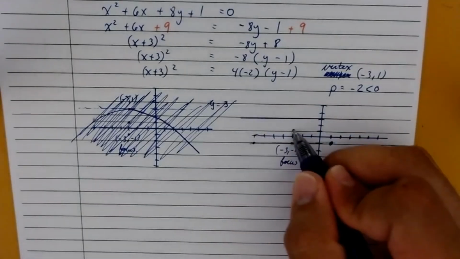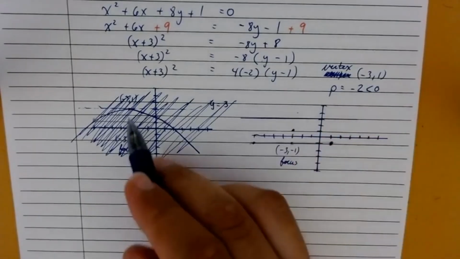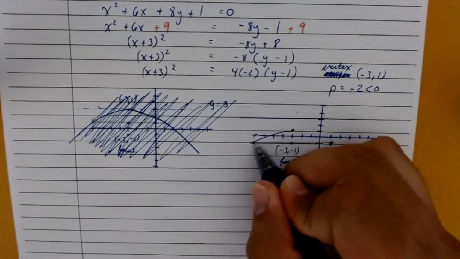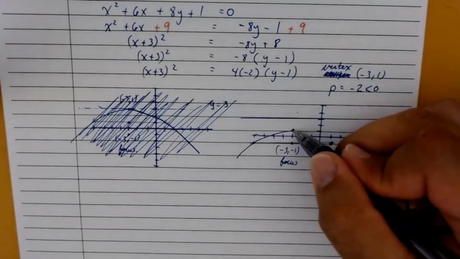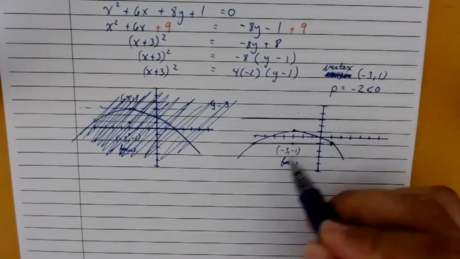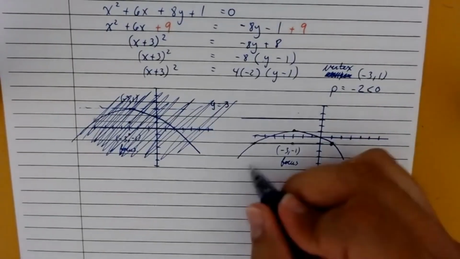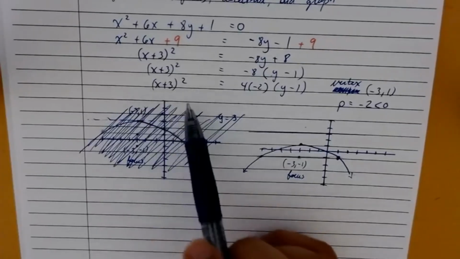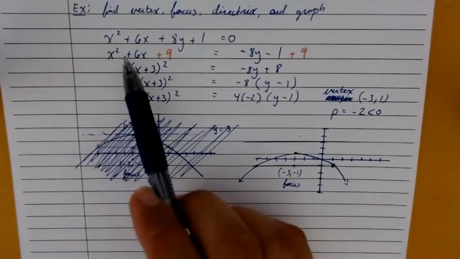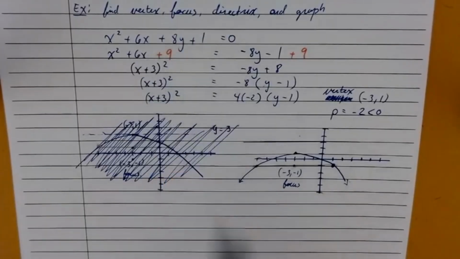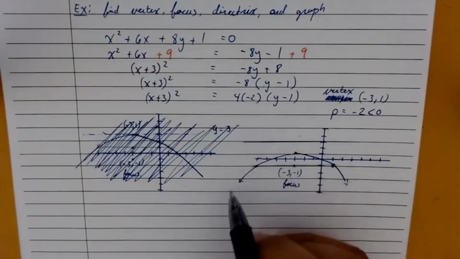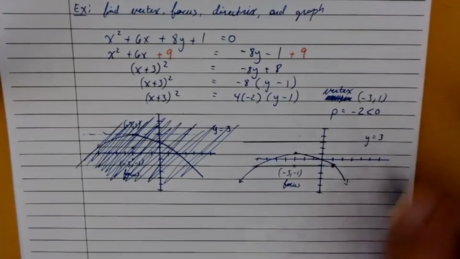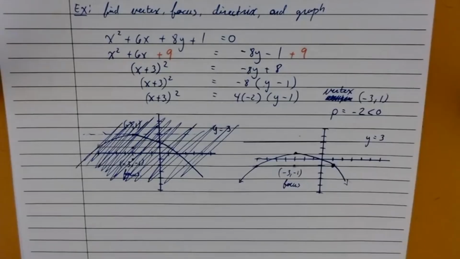And so now, starting from our vertex, not from our directrix like I accidentally did before, I started too high. Starting from our vertex, we're going to cross through either end of our latus rectum. It's going to open in the direction of the focus, and this gives us our graph. So the graph of x squared plus 6x plus 8y plus 1 equals 0 is the graph of this parabola right here that has this focus, and the directrix y equals positive 3. And that's our result.